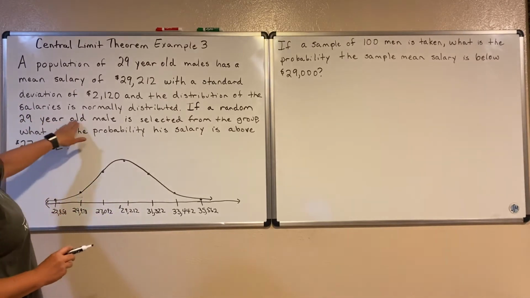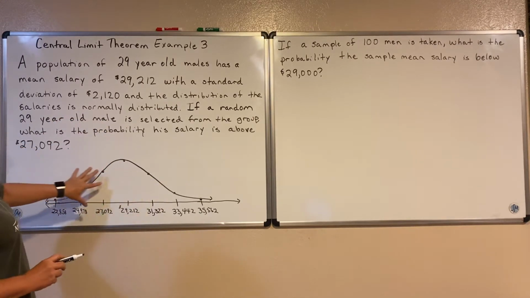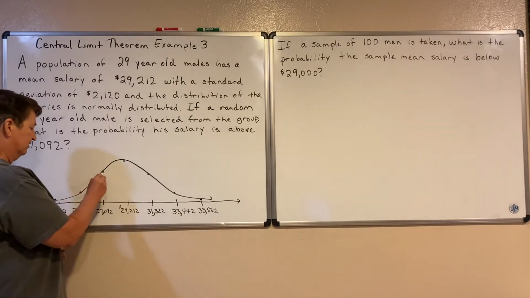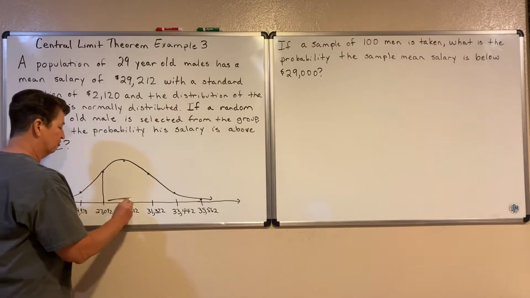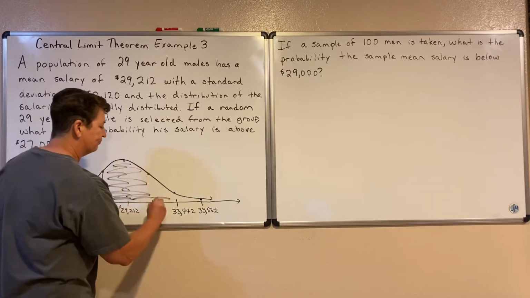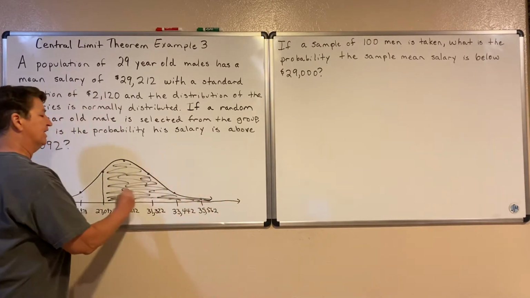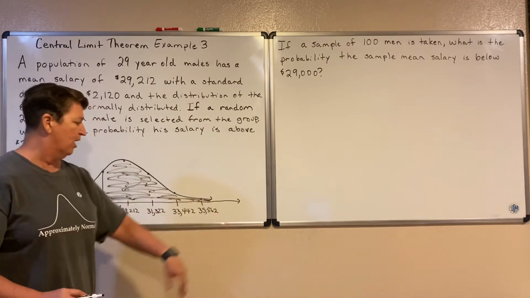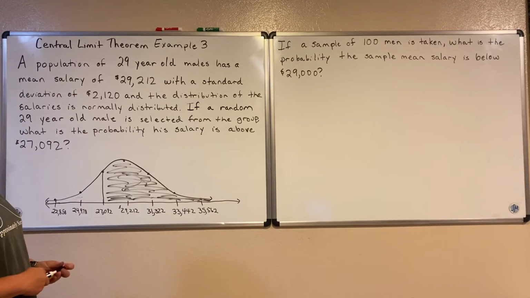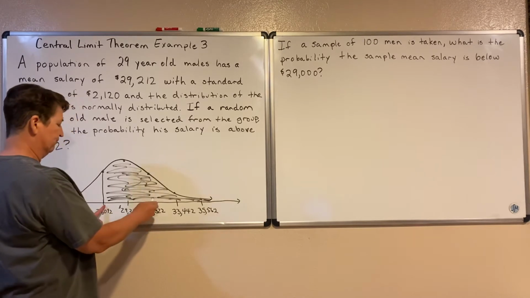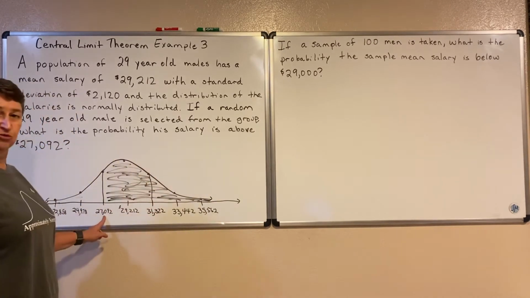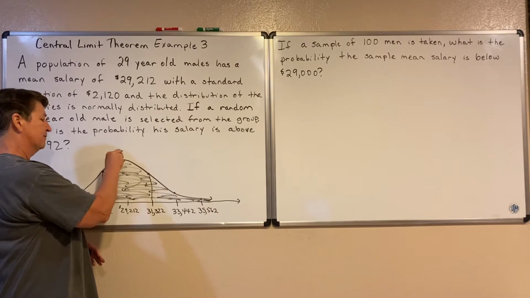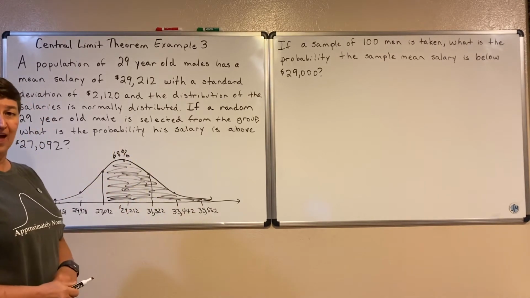And this 29-year-old male's salary is part of that distribution, and we want to know what's the probability that his salary is above this 27,092. So we're looking at the area under the curve from 27,092 above. And we know, because of the empirical rule, that if we go out one standard deviation from the mean, so between 27,092 and 31,322, 68% of our data falls within that range.